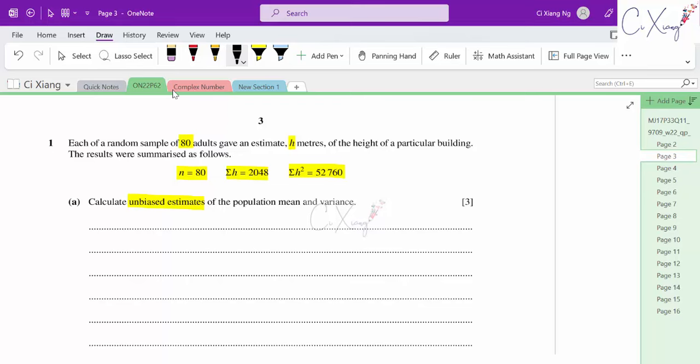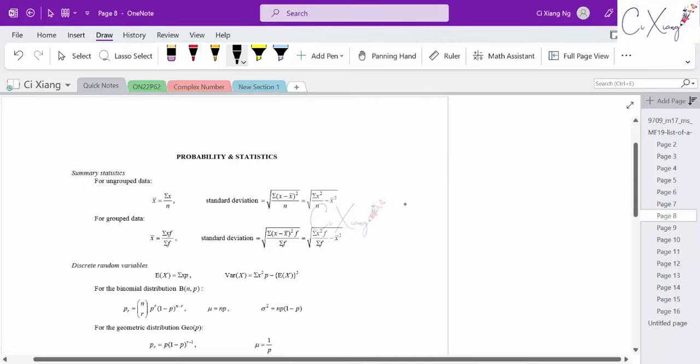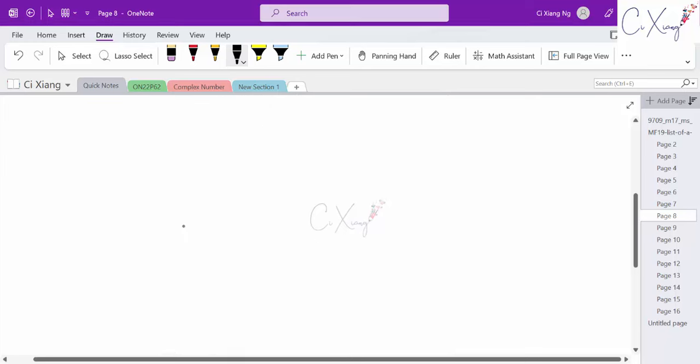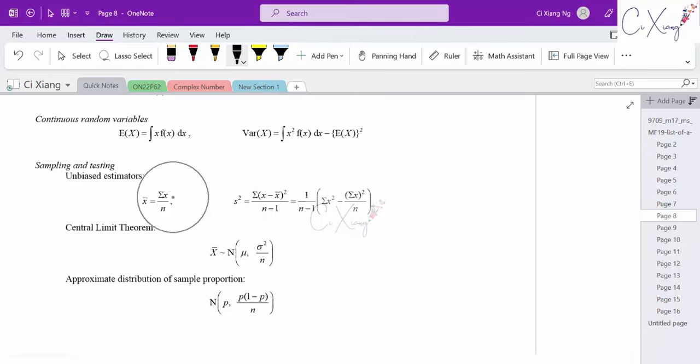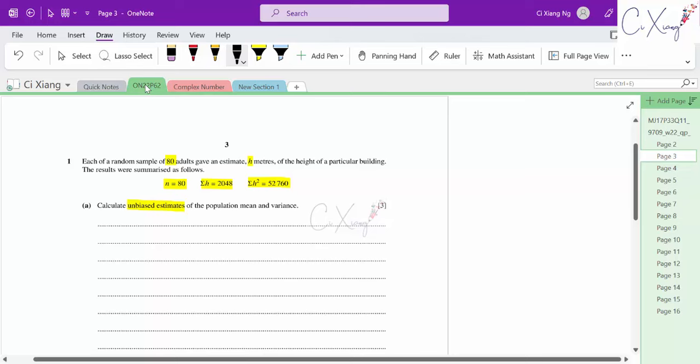For the estimation of the population mean and variance, basically there are two formulas here. If you refer to the formula booklet, it is provided under the part of probability and statistics. This is what we have, unbiased estimator. To get the value for mean, it will be summation of x divided by n, and this is the formula for unbiased estimated variance. So I'll bring it here.